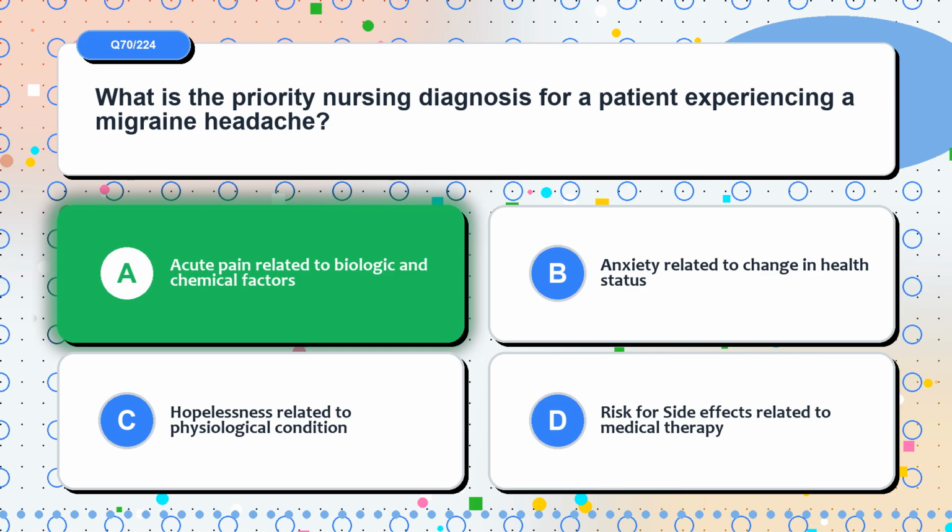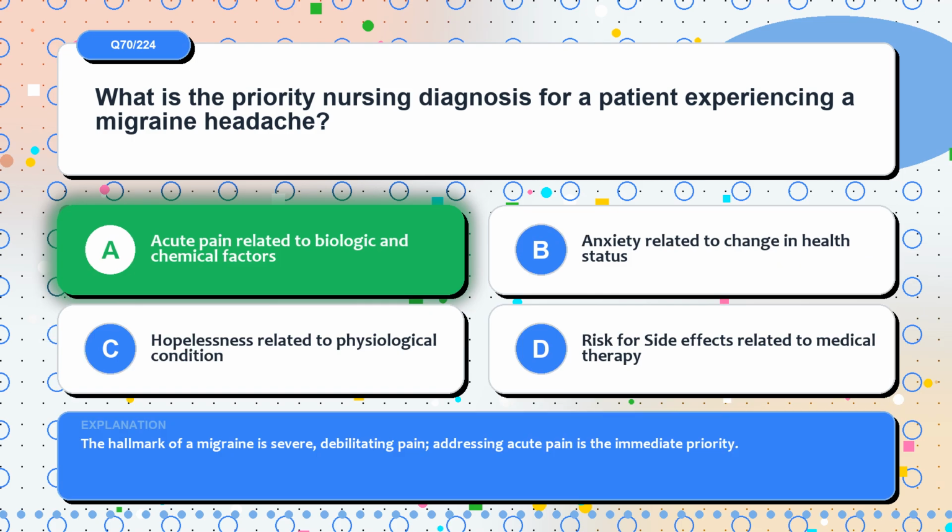The correct answer is option A, acute pain related to biologic and chemical factors. The hallmark of a migraine is severe, debilitating pain. Addressing acute pain is the immediate priority.